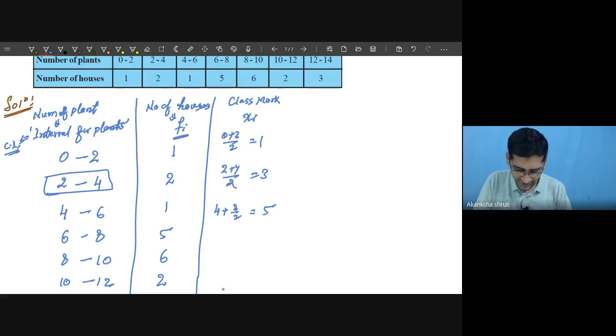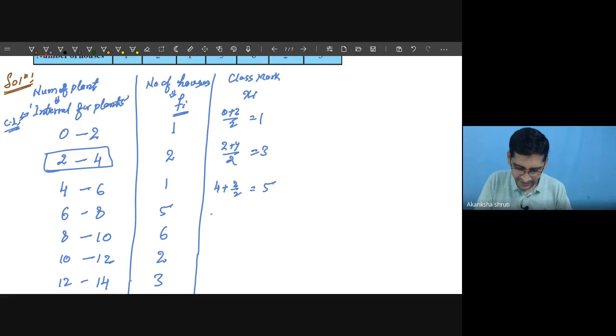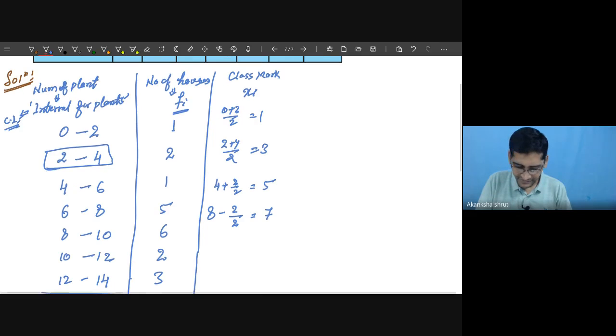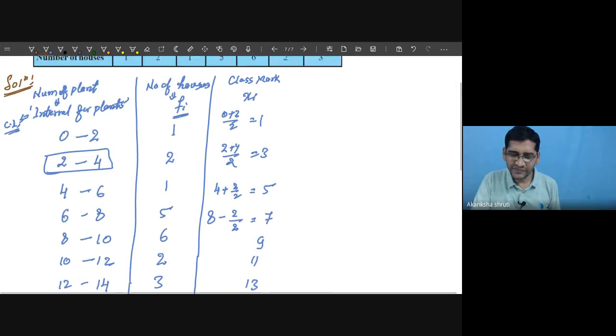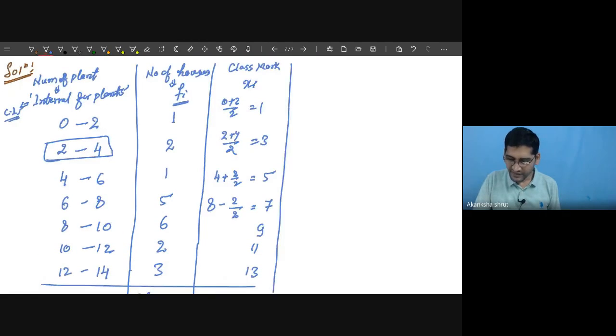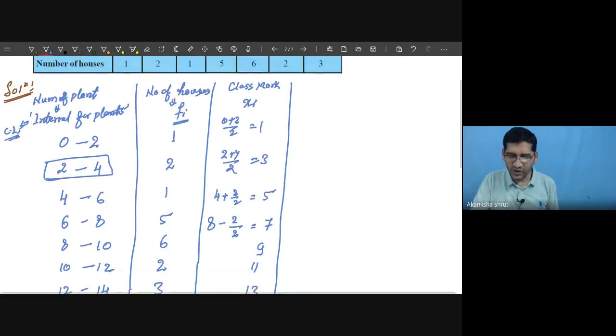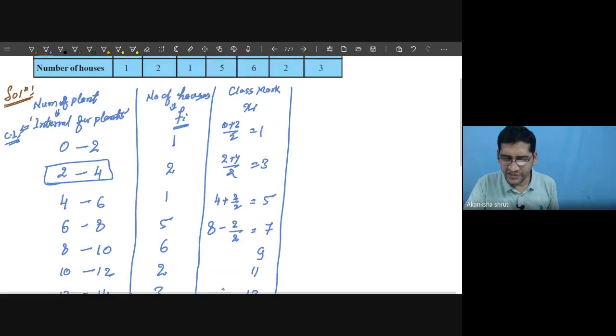It is 5. I may also calculate from the upper limit. Let me calculate here: 8 minus, the gap from 8 to 6 is 2, so that 2 divided by 2 is for the formula. So it is 7. The next one you will get 9. The next one you will get as 11. The next one you will get as 13. Okay, students? Even showing the calculation is not required. Our interest is just these numbers: 1, 3, 5, and so on.